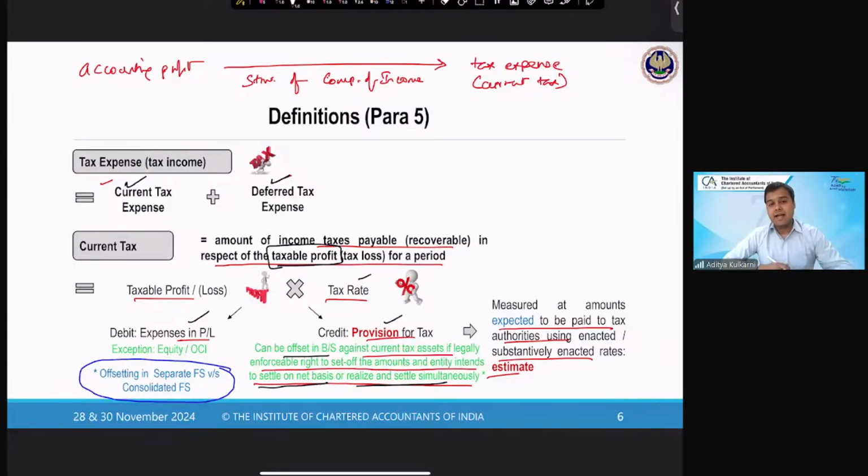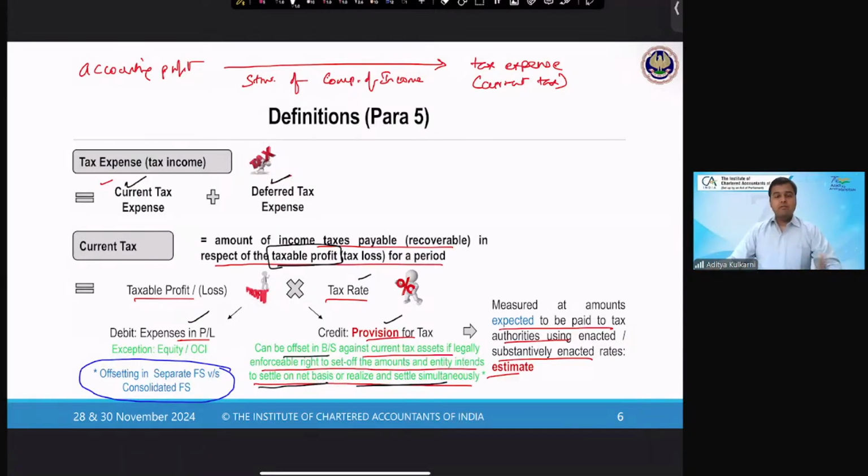Are we legally entitled to utilize the tax credit against the tax liability? Yes. We have advance tax. Can I utilize it against my provision for tax? Can I utilize it against my tax liability? Yes, sir. Obviously. Yes. Same goes for TDS. So there is a legally enforceable right to set off the amounts.